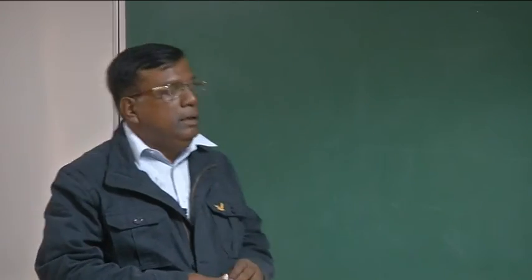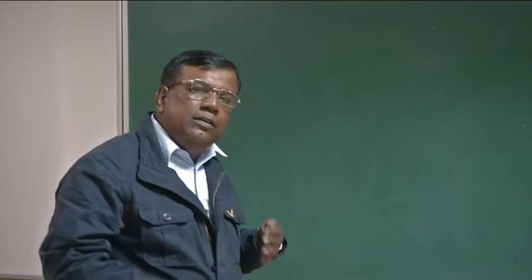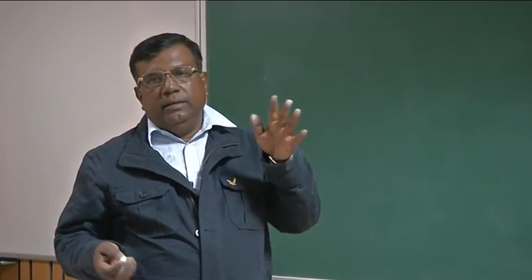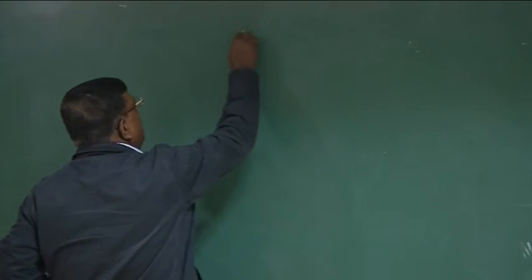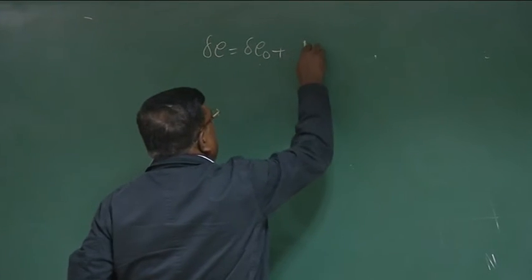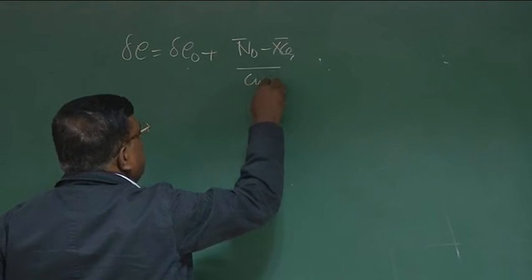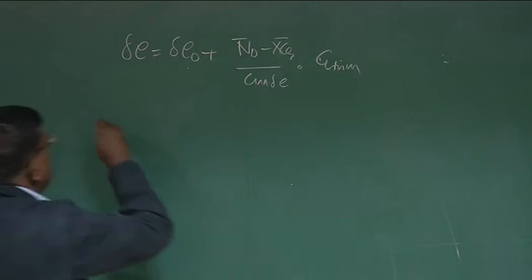We have been discussing the cruise and climb. Now, landing is also the same story. You have to find out what the CL is and then trim the airplane based on delta equal to delta E naught plus (N naught bar minus XCG bar) by Cm delta E into CL trim. See the landing.